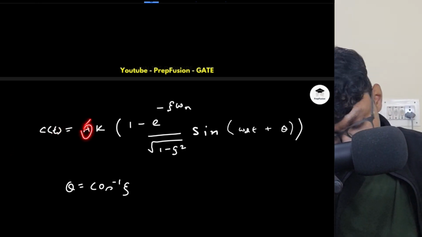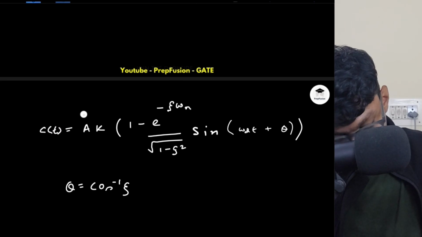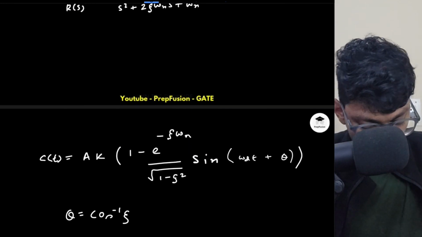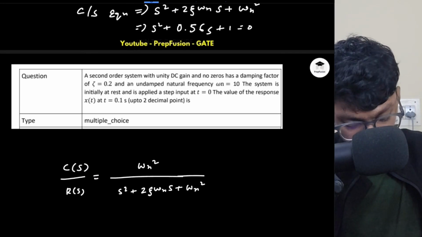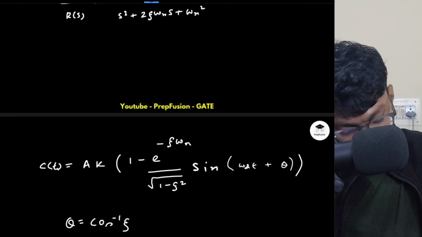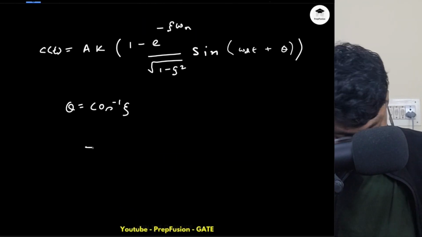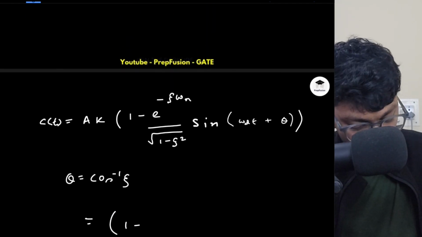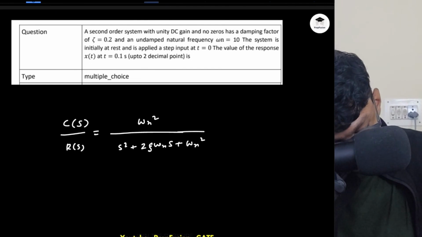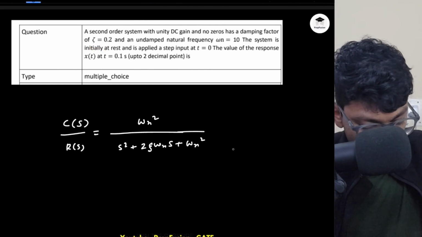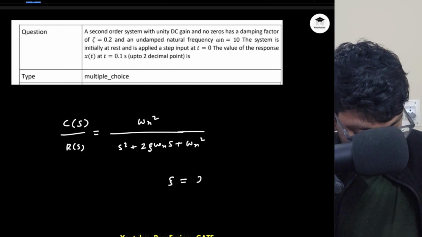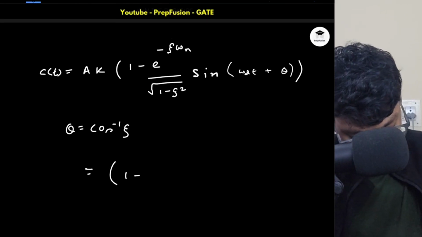So what is this? A is the amplitude of the step, and K is the DC gain of the transfer function. So DC gain here is 1. Nothing is mentioned about A, so we are applying a unit step. So this will be 1 minus e raised to power minus zeta omega n t divided by under root 1 minus zeta square. Zeta they have given me. Zeta is equal to 0.2.